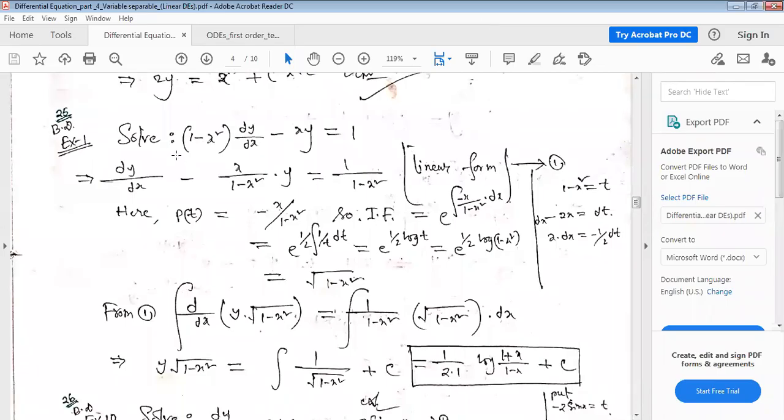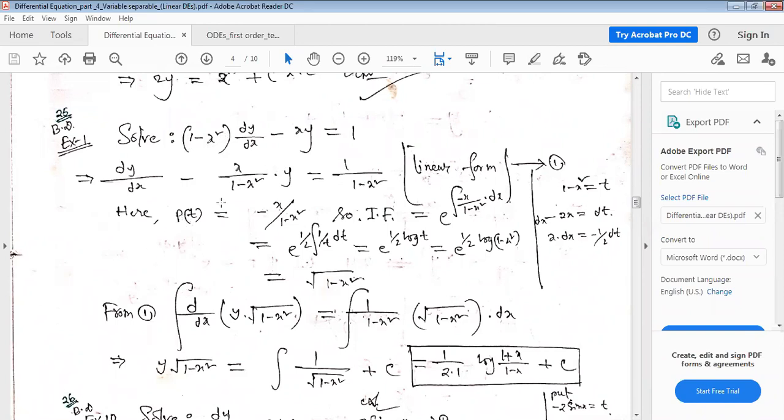Last one. Solve (1 minus x square) dy/dx minus xy equals 1. Just separating and making it a standard form, dy/dx minus x divided by 1 minus x square into y equals 1 by 1 minus x square. That means dividing by 1 minus x square on both sides, we get the linear standard form.